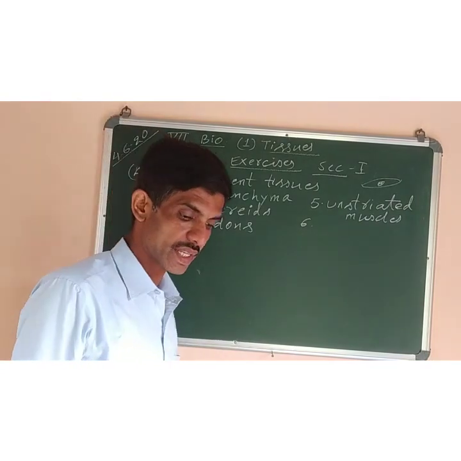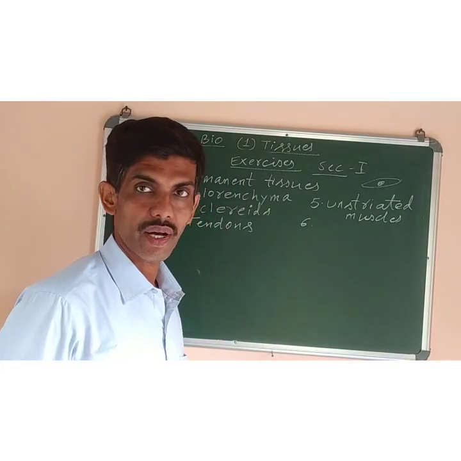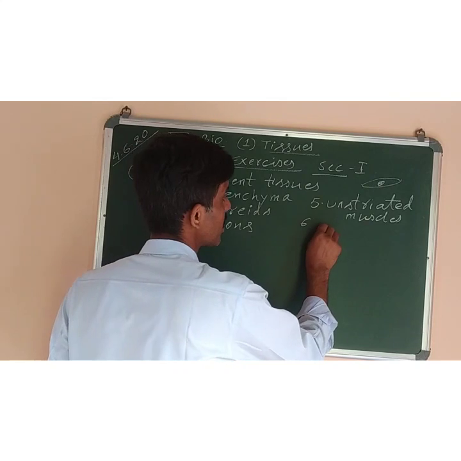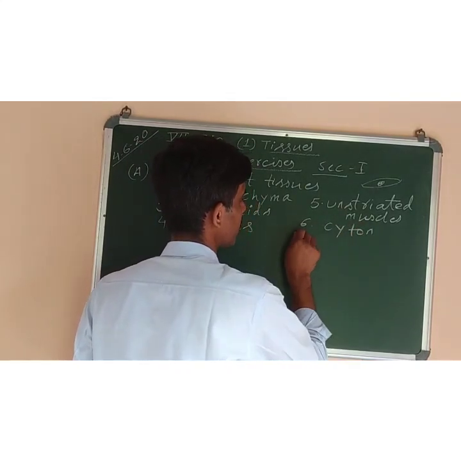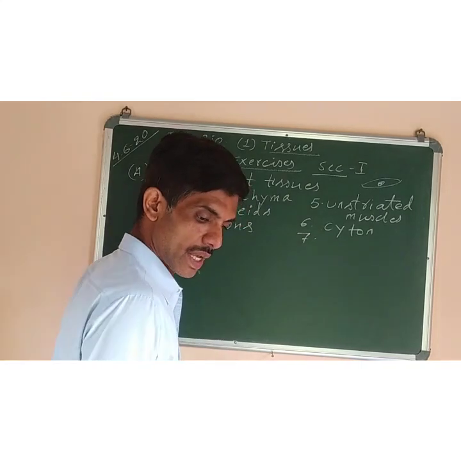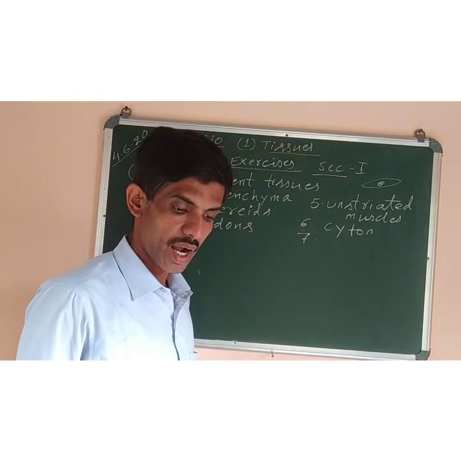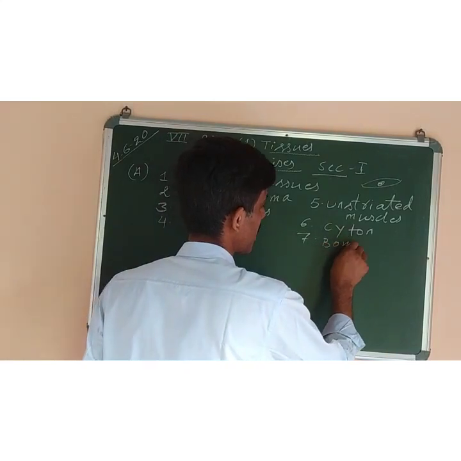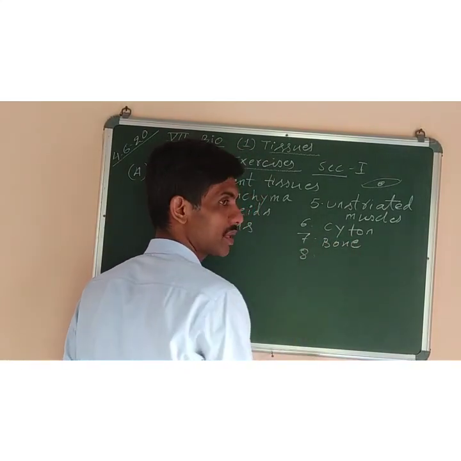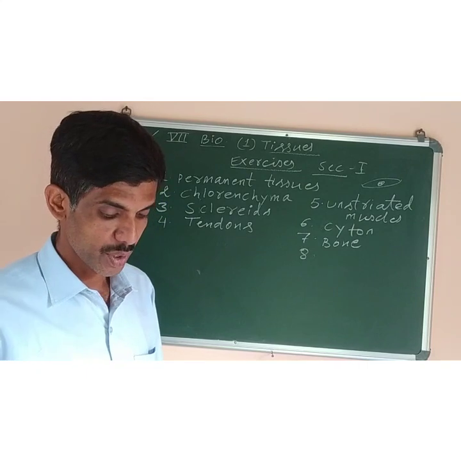Then question number 6 is the cell body of a nerve cell. Just now we had drawn, the cell body is also known as cyton. C-Y-T-O-N. And the seventh question is animal tissue that are hard and have deposit of minerals. It is known as bone. Bones are the hard animal tissues that contain deposits of minerals in them.